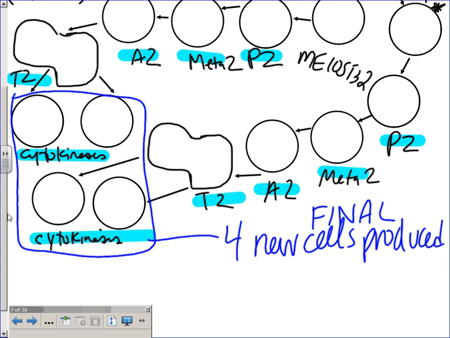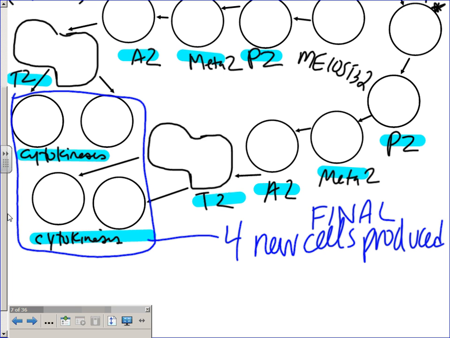All right, how is that different than mitosis? Yeah. Mitosis only makes 2 cells. Right, mitosis makes 2 cells. Meiosis makes 4 cells. Okay, move into chromosomes.